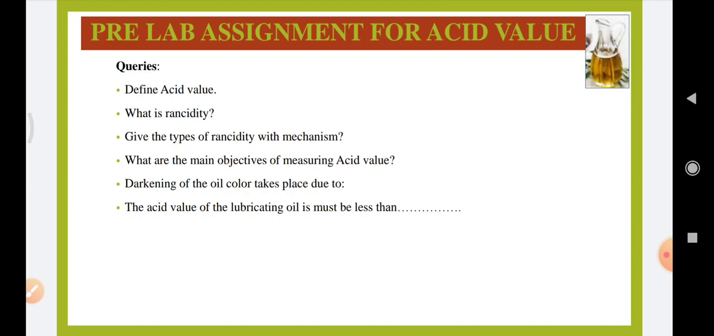What are the main objectives of measuring acid value? We have to check whether the oil has become rancid or whether it can be used for cooking purposes or not. Darkening of the oil color takes place due to, we all know that if the oil becomes rancid, then it becomes dark in color. The acid value of the lubricating oil must be less than 0.1 mg per gram. So these are the queries for the pre-lab assignment.